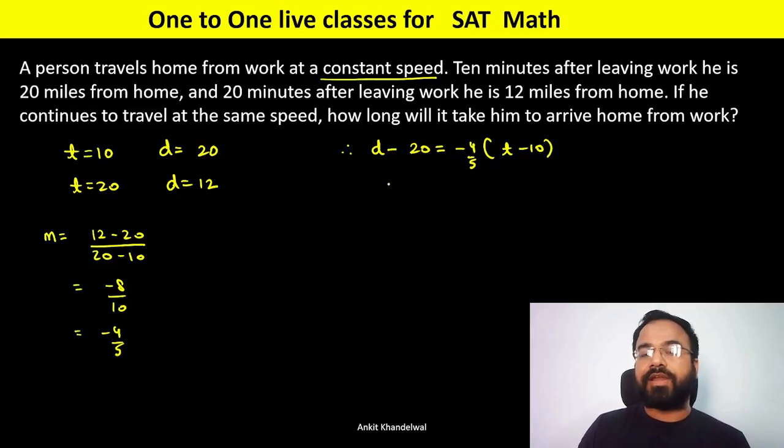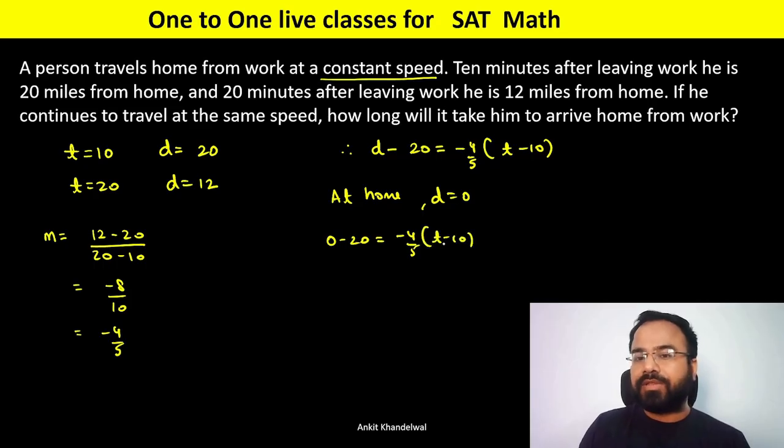Now we want to find when he will reach home, when the distance will be 0. At home, d will be equal to 0. So just put d as 0. So 0 minus 20 is equal to minus 4 by 5 times t minus 10. Although in the exam you don't have to solve these equations directly, in Desmos you can put this equation and substitute the values, and you will get the answer. But here I am solving manually so that you should also know how to solve the equation. At the end of the series, I will also show you how you can use Desmos in solving the equations.